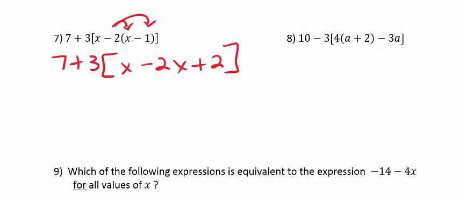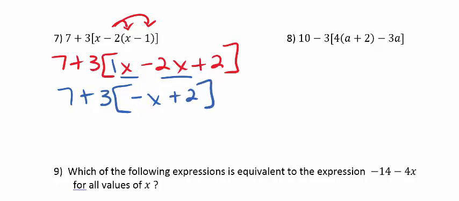Now we can go ahead and combine like terms inside of the brackets. And so I'm going to rewrite this as 7 plus 3, and then x minus 2x is going to be a negative x, because there's a 1 in front of here. A 1 minus 2 is a negative 1.